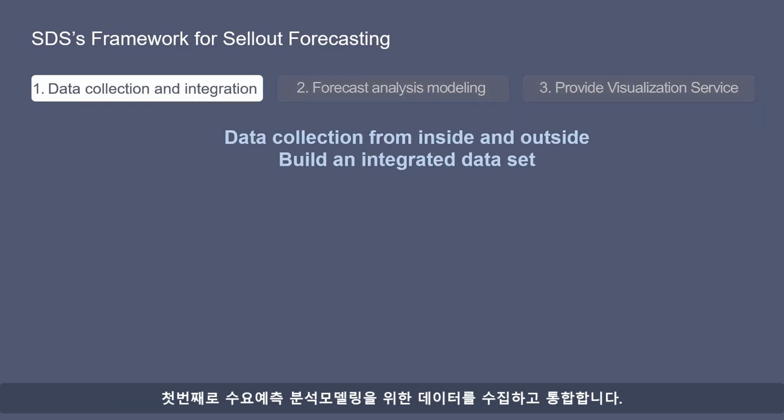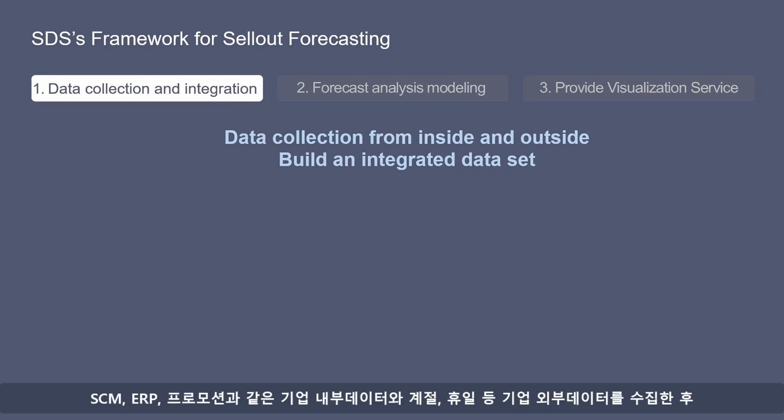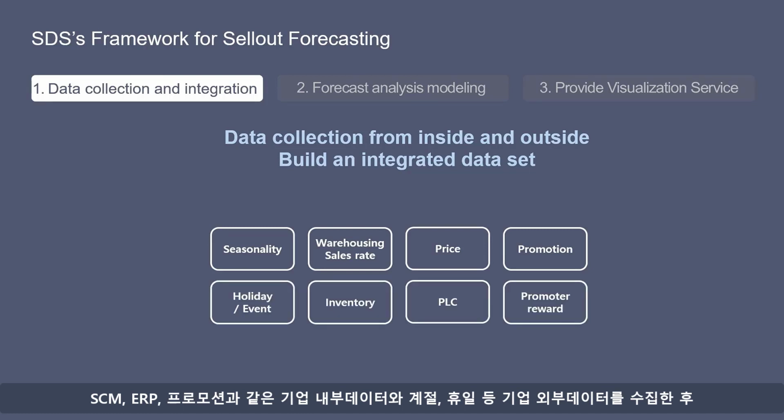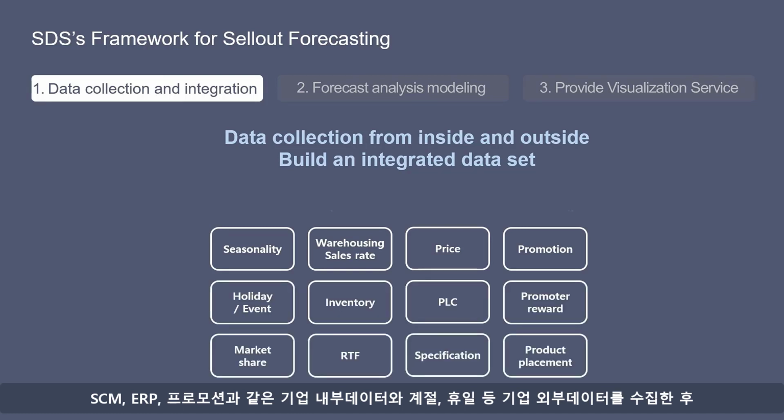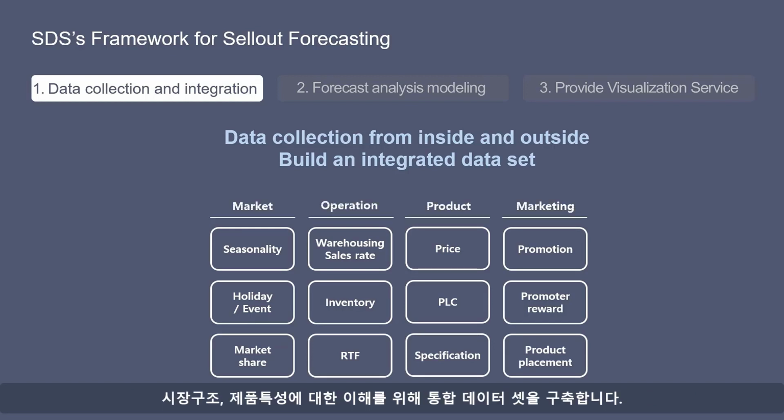First, it collects and integrates data for sellout forecasting analytics modeling. After collecting internal data such as SCM, DRP, promotion, and external data such as seasonality and holidays, an integrated data set is built to understand the market structure and product characteristics.